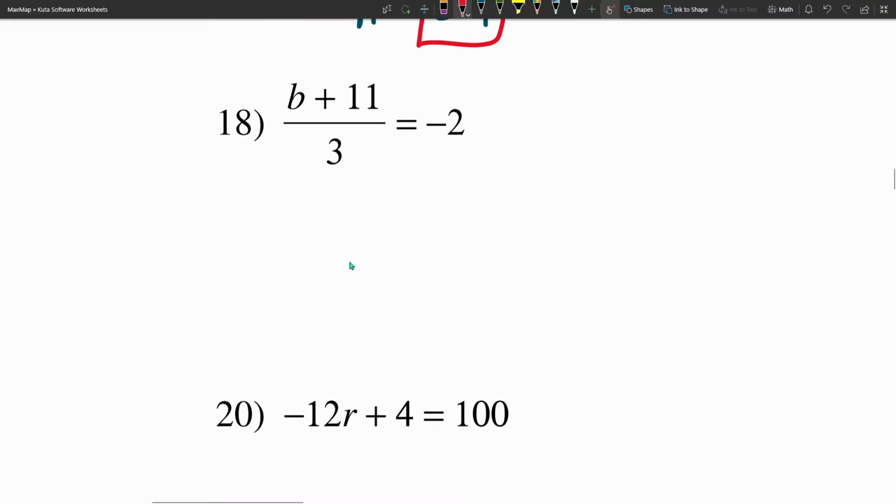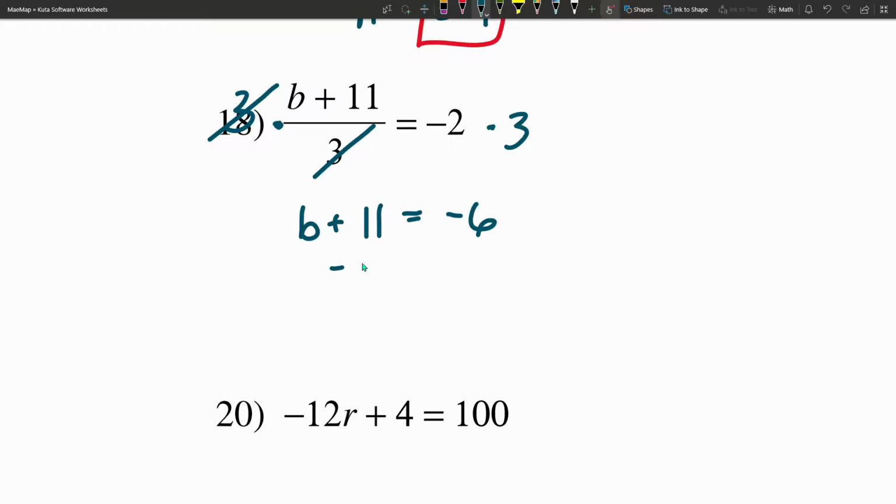And number 18, look, that 3 is dividing both the b and the 11. So we're going to need to start by multiplying by 3. When we do that, the 3 cancels out on my left-hand side to leave me with b plus 11, leaving me with just that numerator. And my right-hand side is negative 2 times 3, which is a negative 6. One more step. Pretty simple, just subtract the 11. So b is going to be equal to negative 6 minus another 11. That's negative 17.